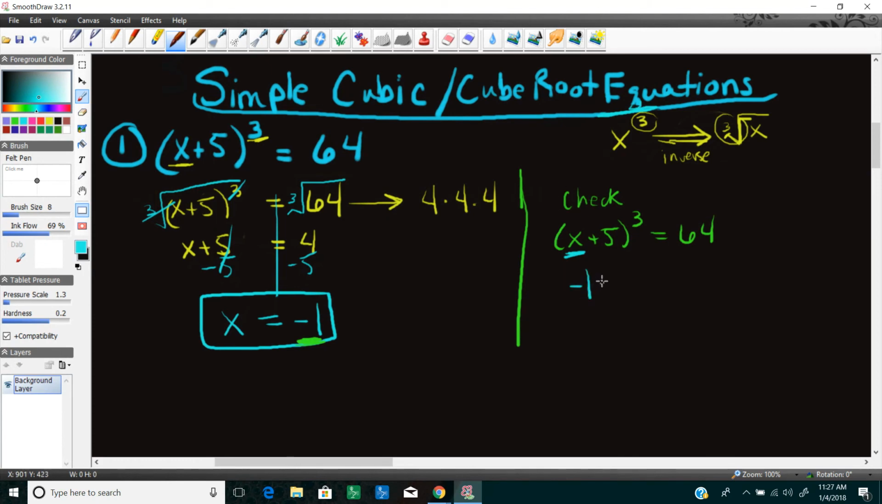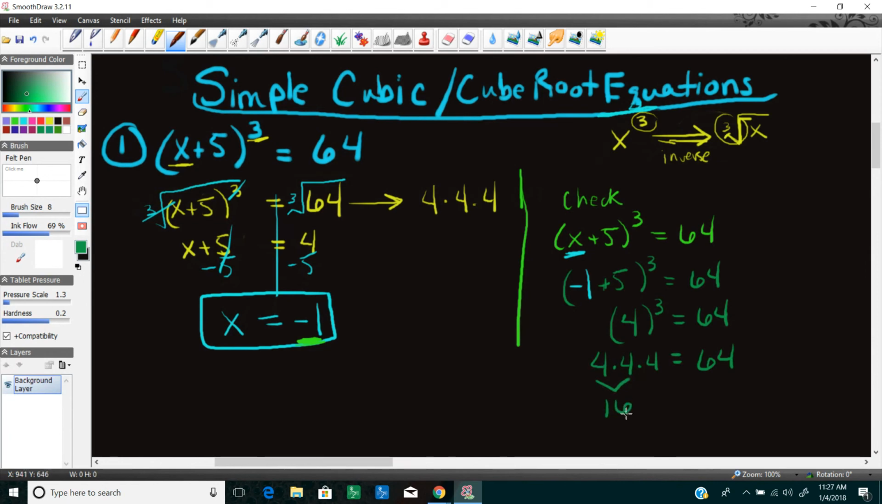So negative 1 plus 5 cubed is equal to 64. Well, negative 1 plus 5 is just 4. 4 cubed is equal to 64. That's the same as 4 times 4 times 4, which if you're good at your arithmetic, you should know is true, but we can go ahead and do it real quick.